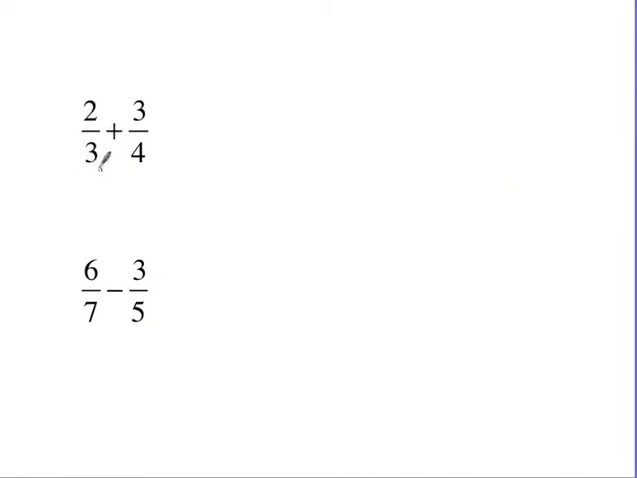And again, this time I can't just change 3 into 4 though, or the other way around. So I've got to find a number that they both go into. Now 3 and 4, if you go through your times tables, the first number they both go into is 12. So I'm going to change 2 over 3 into something over 12. And I'm also going to change 3 over 4 into something over 12.